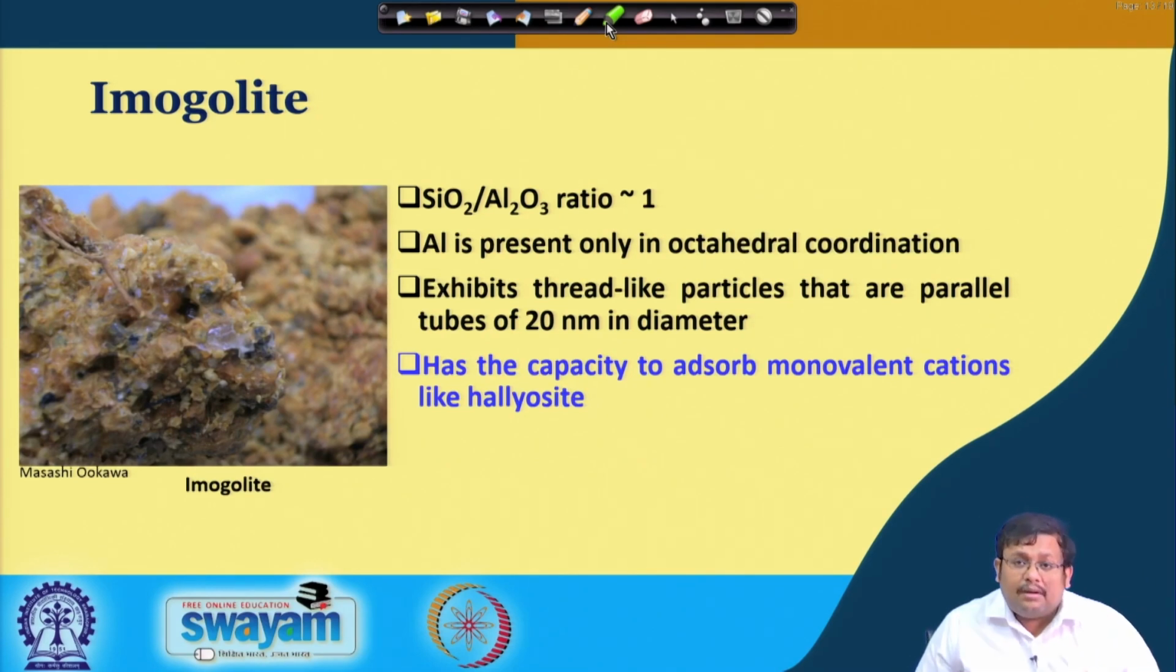Now, another amorphous mineral is imogolite, where the silica alumina ratio is 1 and aluminum is present only in octahedral coordination. It exhibits thread-like particles that are parallel tubes of 20 nanometer diameter, and it has the capacity to adsorb monovalent cations like halloysite.